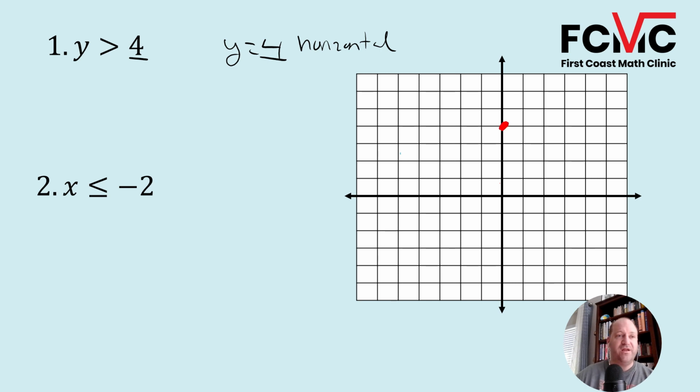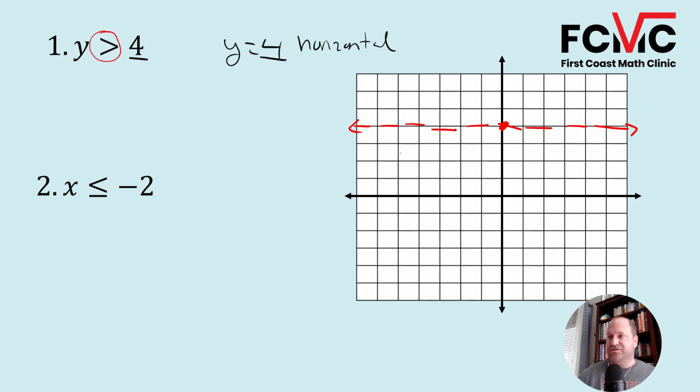But we need to figure out, are we going to get a solid line or are we going to get a dashed line? Because our sign here is just greater than, not greater than or equal to, we want a dashed line because our values for y are greater than 4, not greater than or equal to.